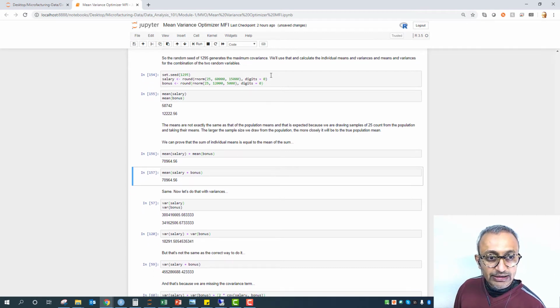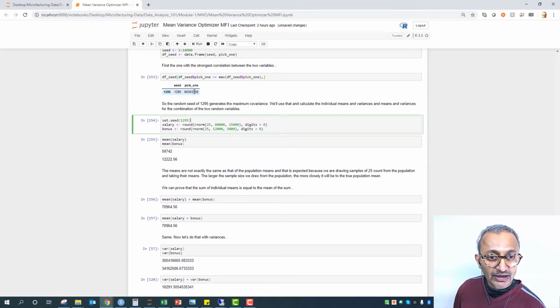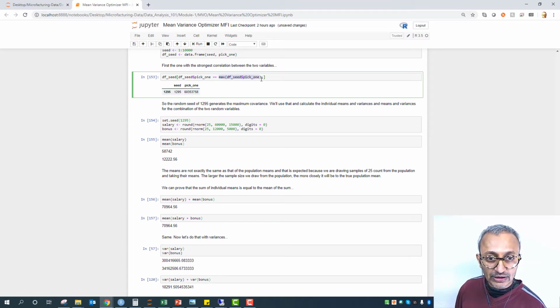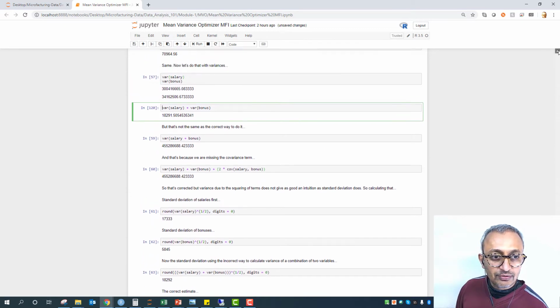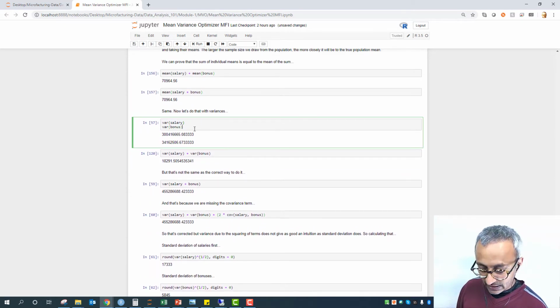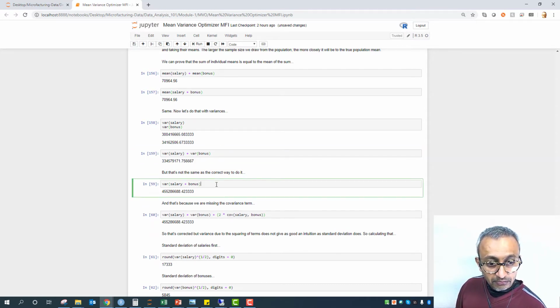Now remember, this is the highest covariance seed, because we picked this seed from the one which has the max covariance. We are calculating in two ways. First, we have the variance of salary and the variance of bonus individually. Then we just add them up, assuming the covariance term doesn't exist. We get this value, but that's not the same as the correct way to do it, and this is the right way to do it.